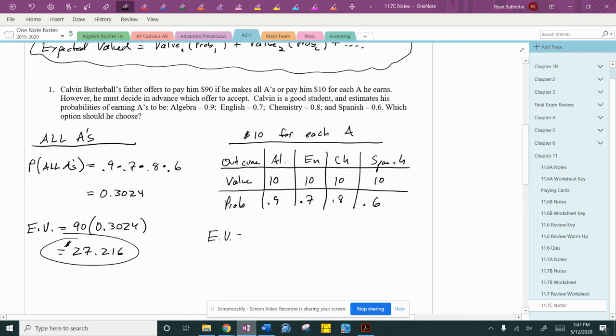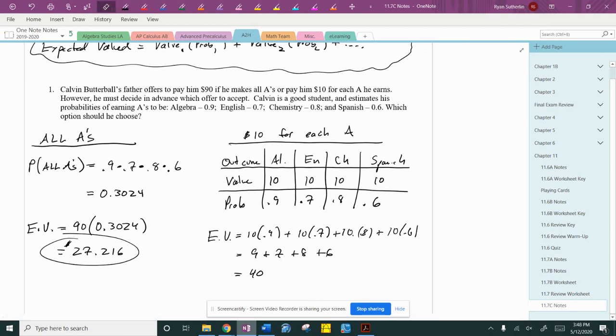So my expected value here is 10 times 0.9 plus 10 times 0.7 plus 10 times 0.8 plus 10 times 0.6. So we have 9 plus 7 plus 8 plus 6. So with this method, we have $30. This one, $30, is his expected value.